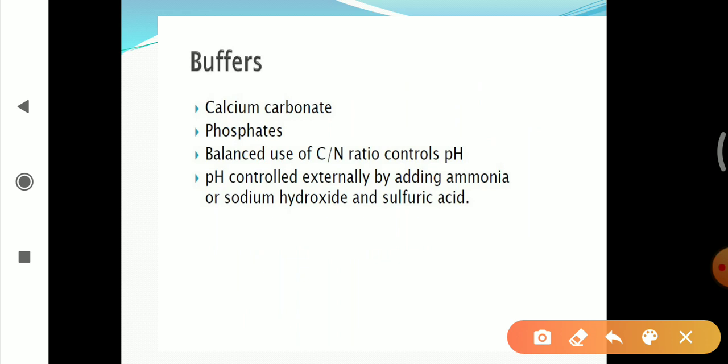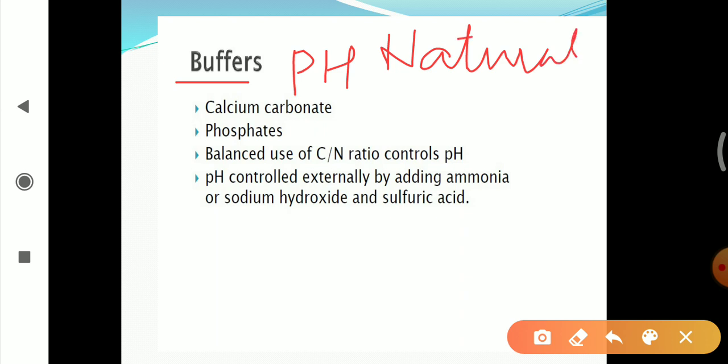Buffers. The main function of the buffer is to regulate the pH. Buffers are used to regulate the pH of the fermentation medium. pH can be controlled sometimes by the natural medium or sometimes we use an artificial buffering agent.